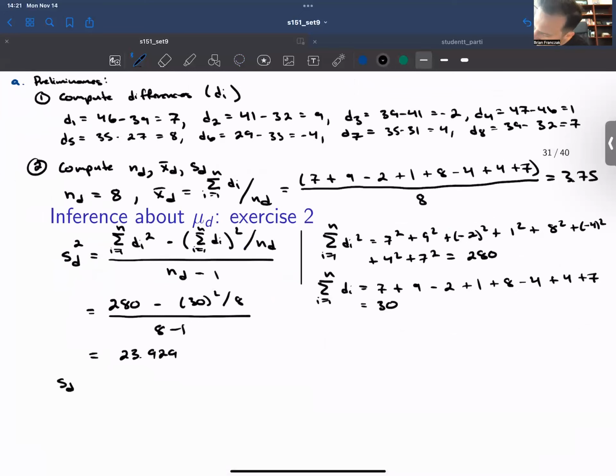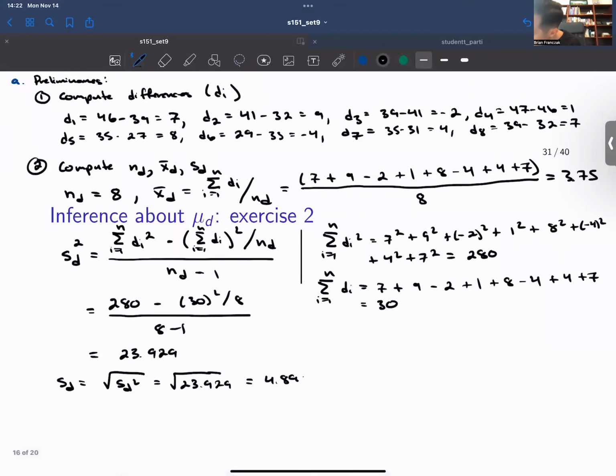So then the standard deviation is going to be the square root of the variance. So that's the square root of 23.929, which is 4.891. Or sorry, 4.892. All right. Okay, so now we have the differences, and then we have the 3 summary statistics that we need in order to perform the hypothesis test and build the interval.